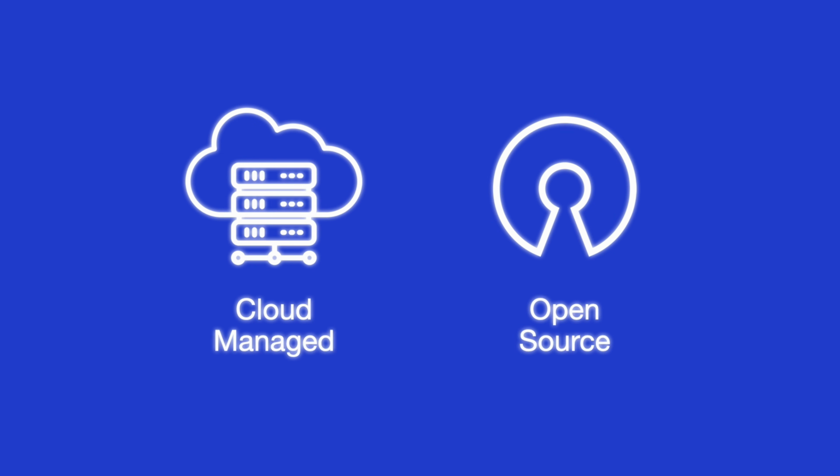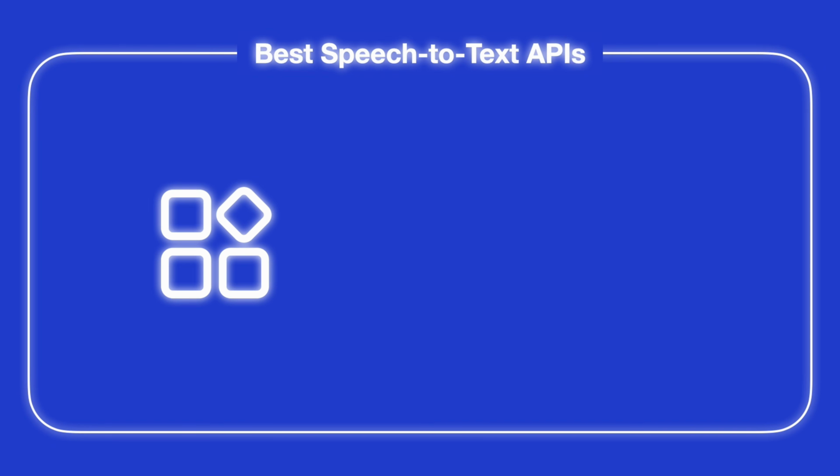There are two main paths. 1. Use a cloud API, or 2. Run an open-source model yourself. Today, we're comparing the top free options across both categories, so you can choose the right approach for your app, your budget, your timeline.